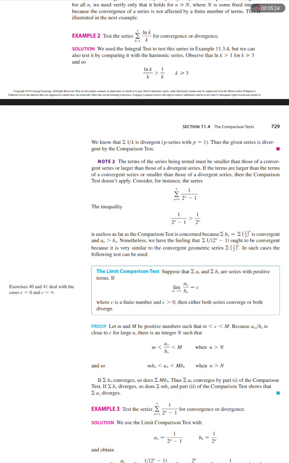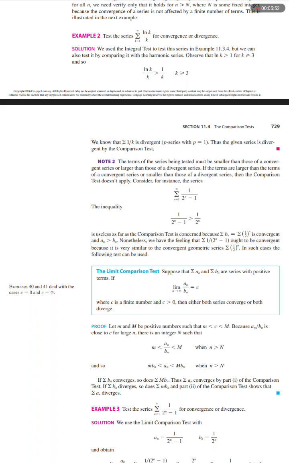The limit comparison test. Suppose that the sum of a sub n and the sum of b sub n are series with positive terms. If the limit as n approaches infinity of a sub n over b sub n equals c, where c is a finite number and c is greater than 0, then either both series converge or both diverge.